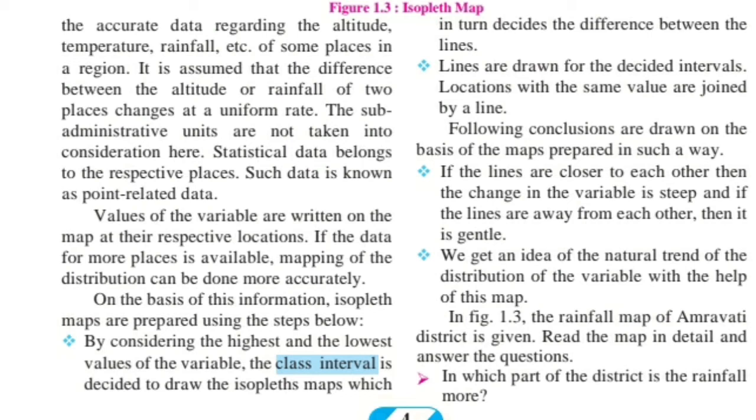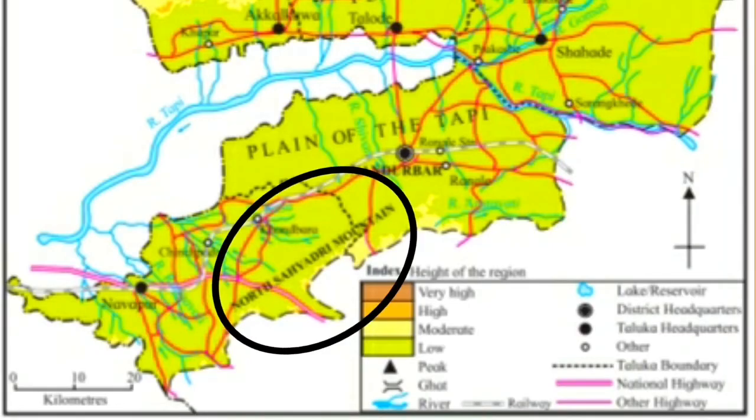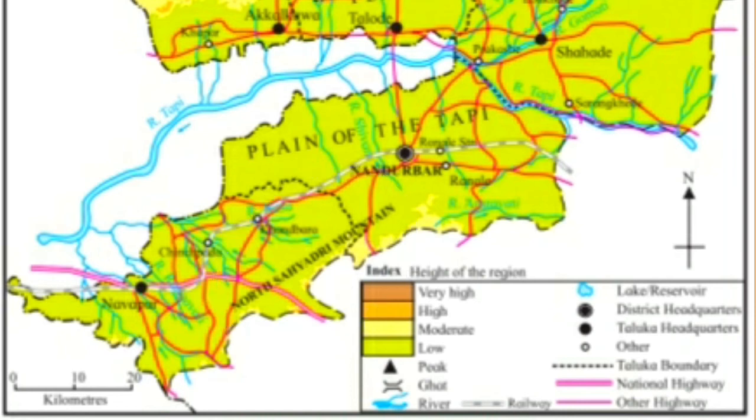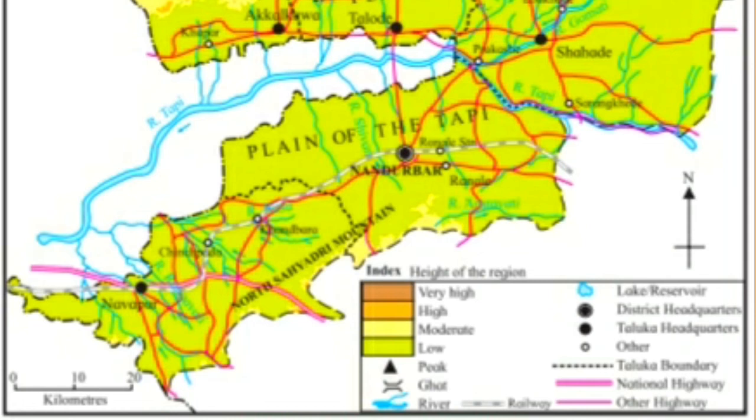Statistical data belongs to respective places, and point related data. What is statistical data for a particular region? Now look, if there is Sahyadri in between, we know that Sahyadri surrounds the Konkan region. So Sahyadri stops the rainfall from Konkan to the other side of Maharashtra. So here the rainfall is very high and here it is low. So it is not always that it is all continuous distribution. It can also be point related.